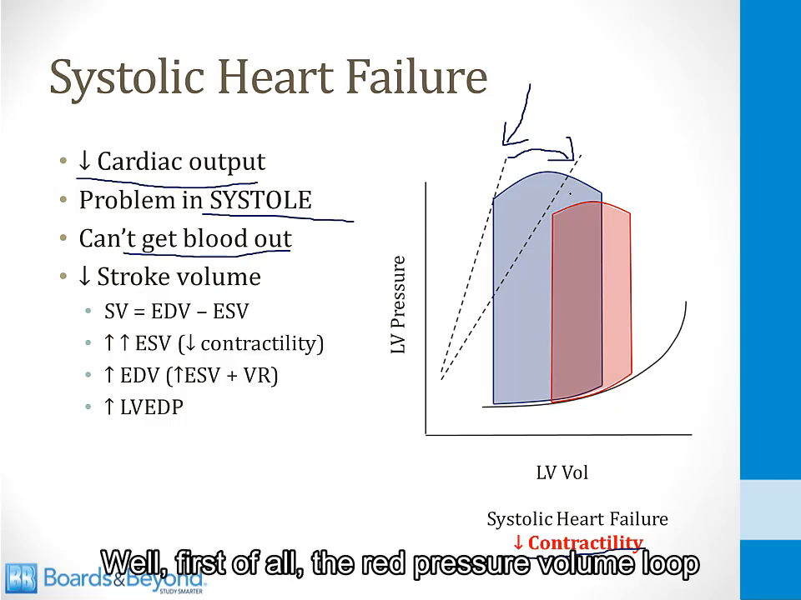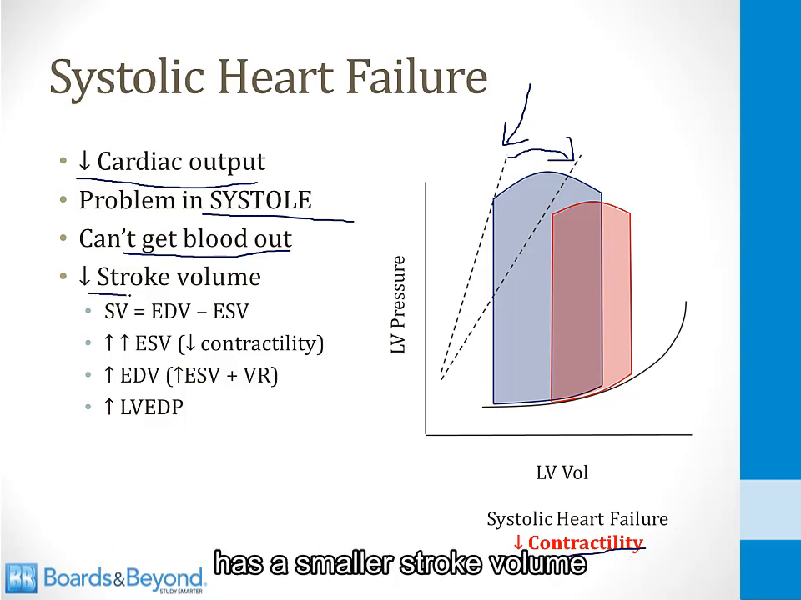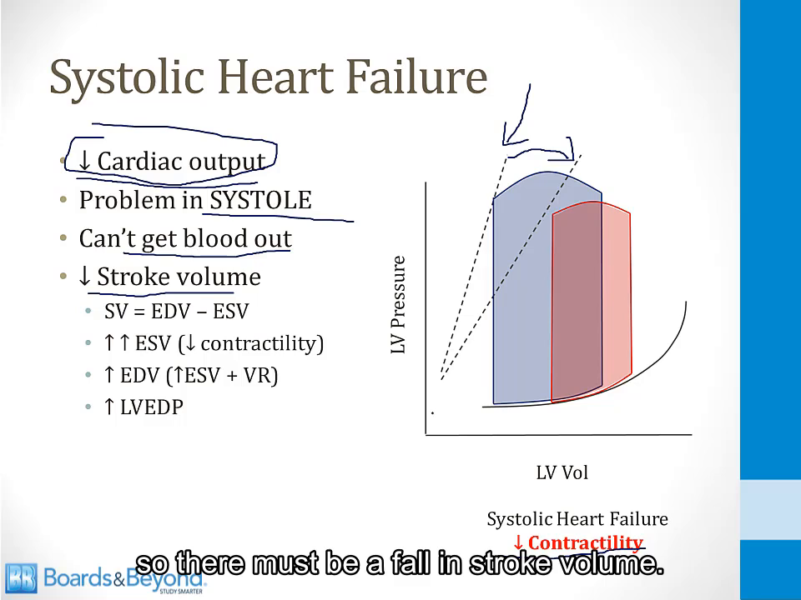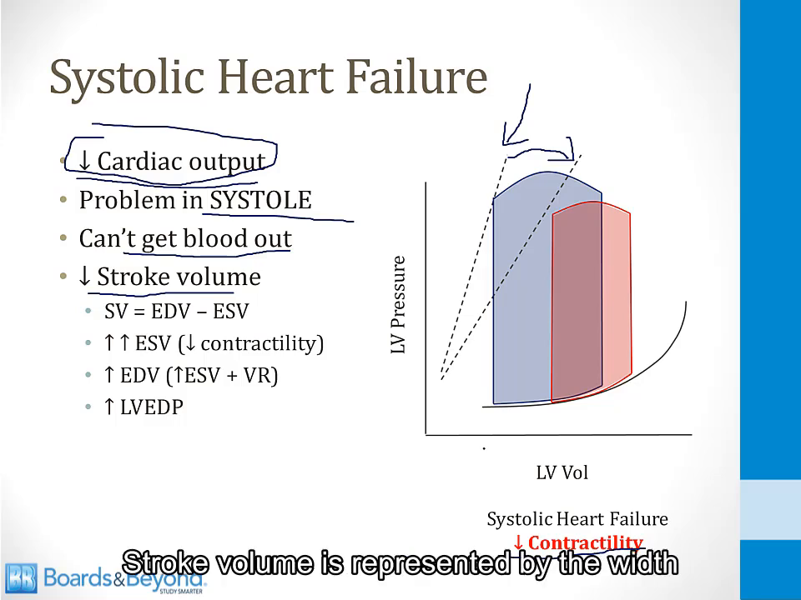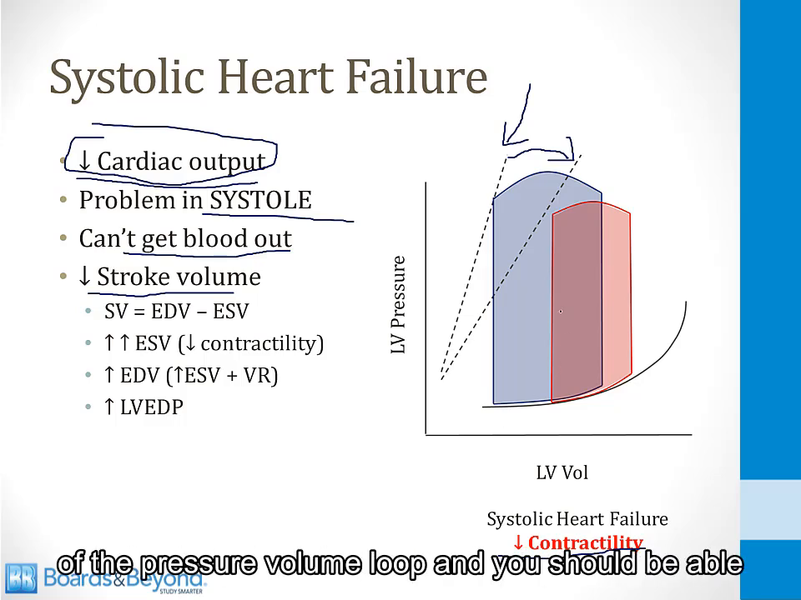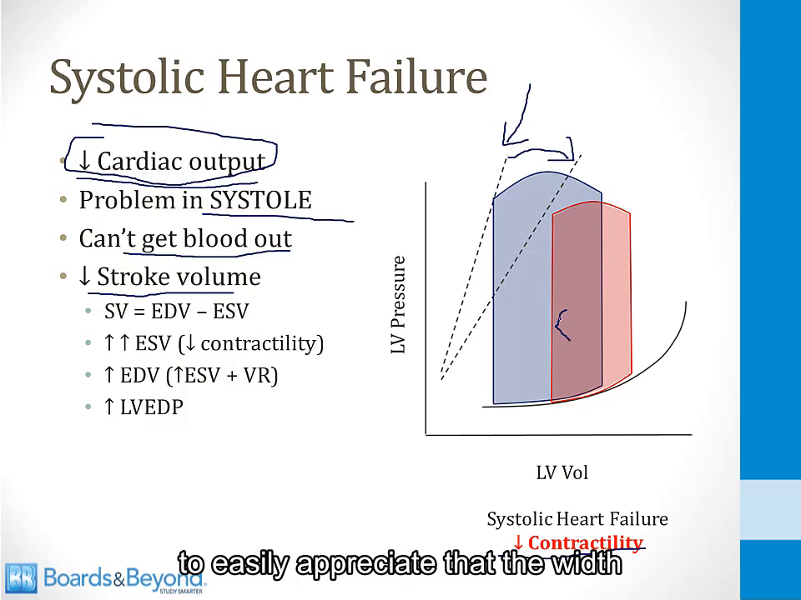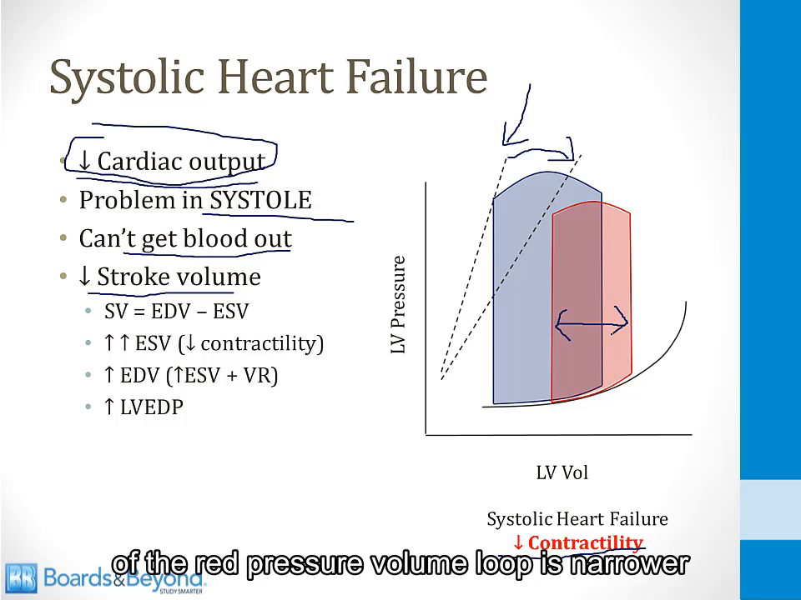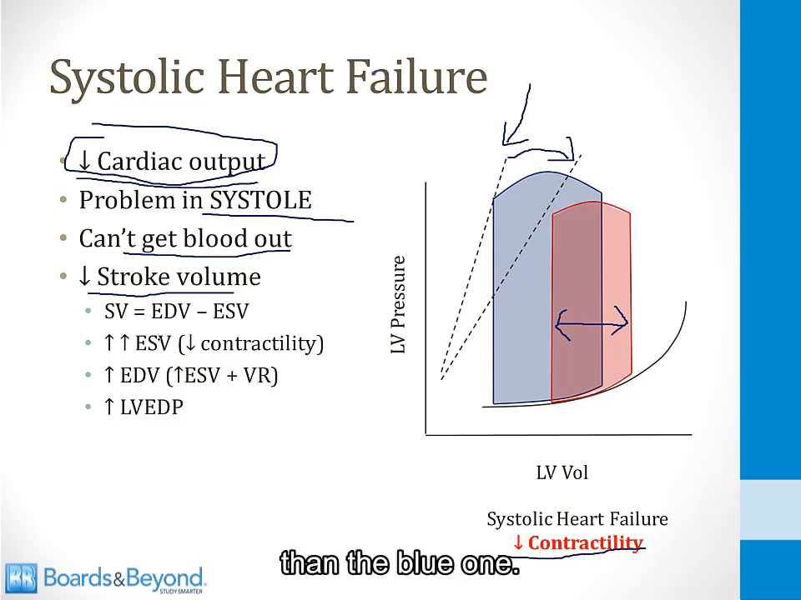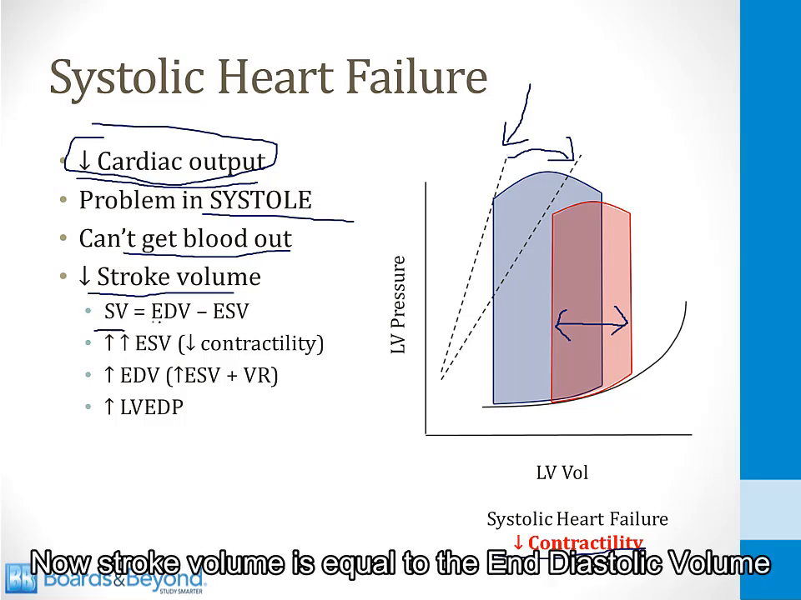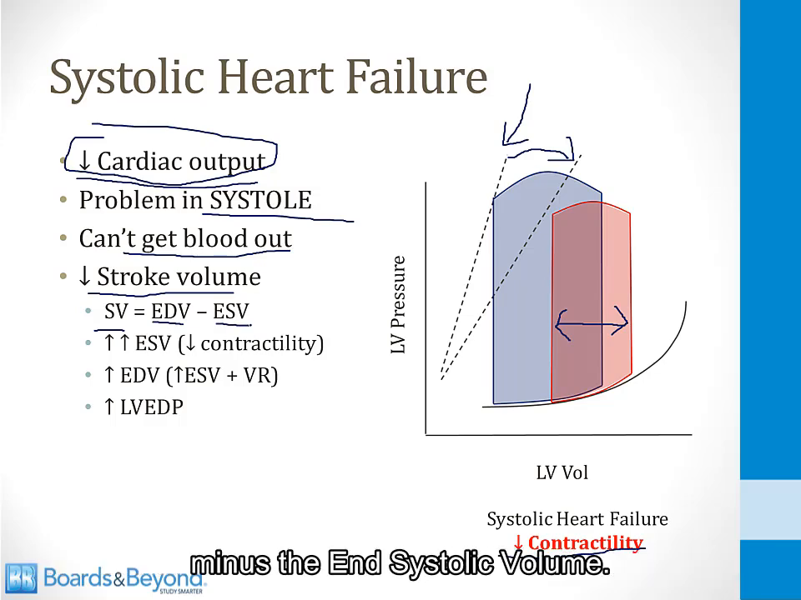Well, first of all, the red pressure volume loop has a smaller stroke volume, and that should make sense to you. There's a fall in cardiac output, so there must be a fall in stroke volume. Stroke volume is represented by the width of the pressure volume loop, and you should be able to easily appreciate that the width of the red pressure volume loop is narrower than the blue one. Now, stroke volume is equal to the end diastolic volume minus the end systolic volume.